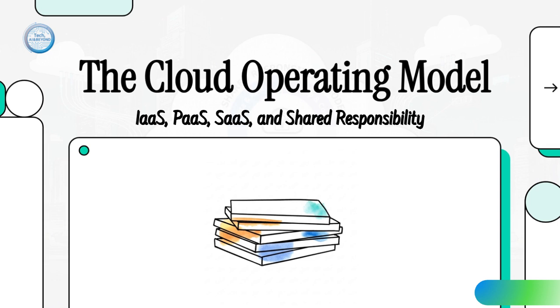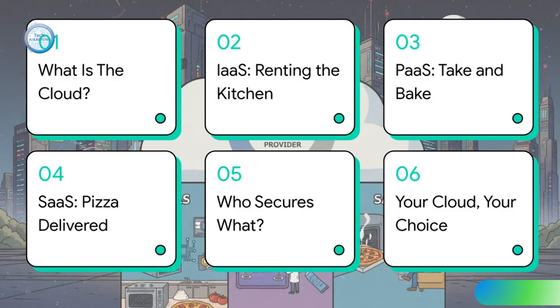We'll do that by breaking down its three core service models and what is, without a doubt, the single most important concept for security, the shared responsibility model. All right, so let's take a look at our roadmap for today. First up, we're going to nail down a concrete technical definition of what the cloud actually is. From there, we'll dive into each service model, IaaS, PaaS, and SaaS, and we're going to use this great pizza as a service analogy to make it all crystal clear. And finally, we'll wrap things up with probably the most critical and honestly the most misunderstood piece of the puzzle, security and who's responsible for what.